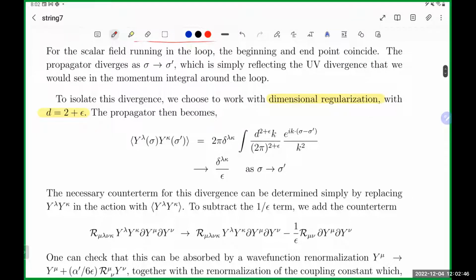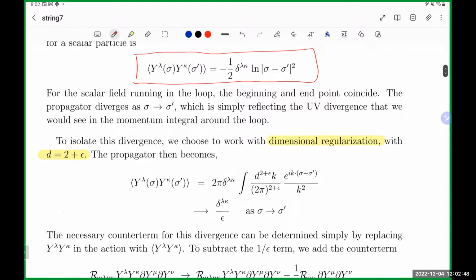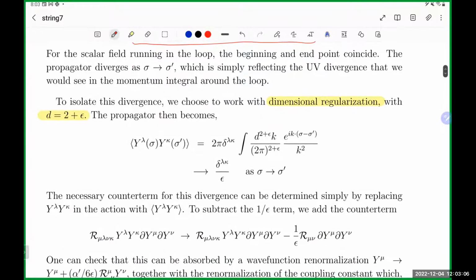Now there are, of course, divergences coming from sigma approaching sigma prime, and then we need to regulate and renormalize as usual. Here, David is using dim-reg with a d plus epsilon expansion, standard stuff. What you get is this integral over k squared, and you'll get something which looks like this: 1 over epsilon.